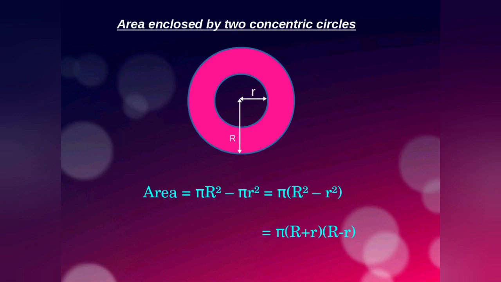So we can expand that as pi into R plus r into R minus r. We know that a square minus b square is equal to a plus b into a minus b. So if you know the radii of two concentric circles, we are able to find the area using this formula. That means the area enclosed by the two circles, pi R square minus pi small r square, is the area of the larger circle minus the area of the smaller circle, then only we are getting the area of the shaded region.